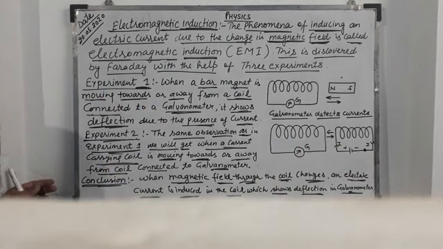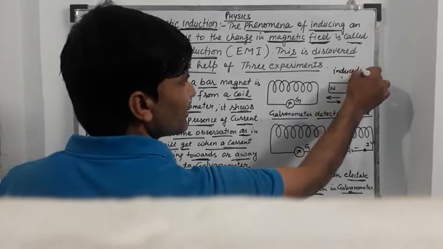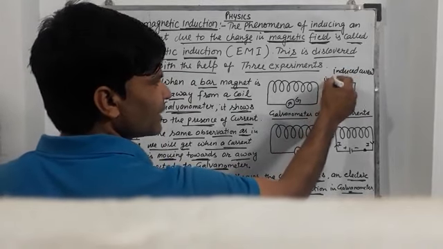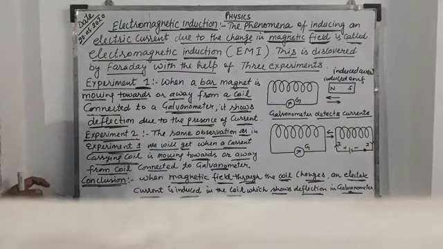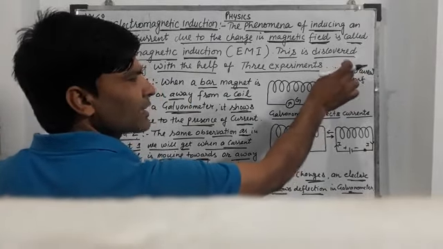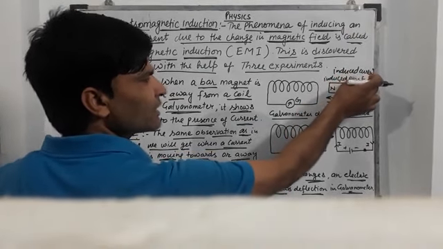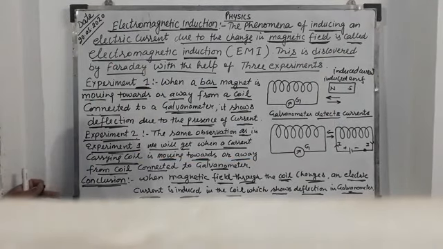This is electromagnetic induction. In this case, the current is the induced current, and the potential is the induced EMF. Once again, here the current is induced current and the potential is induced EMF. EMF means electromotive force.